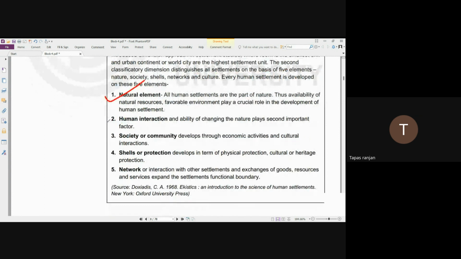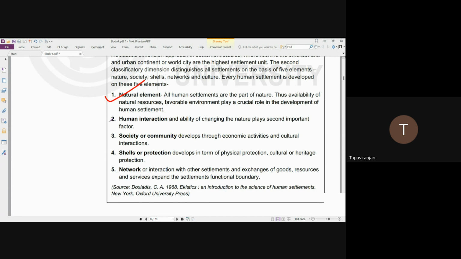Then what is the human interaction of human settlement? It is basically the ability of changing. Okay, ability of changing, that is the human interaction, and that is very critical in nature. Why? Because unless and until you have human interaction among themselves, the society will not form, the organization will not form. Even in rural areas there is human interaction, even in urban areas there is human interaction. So without human interaction, human settlement cannot be possible.